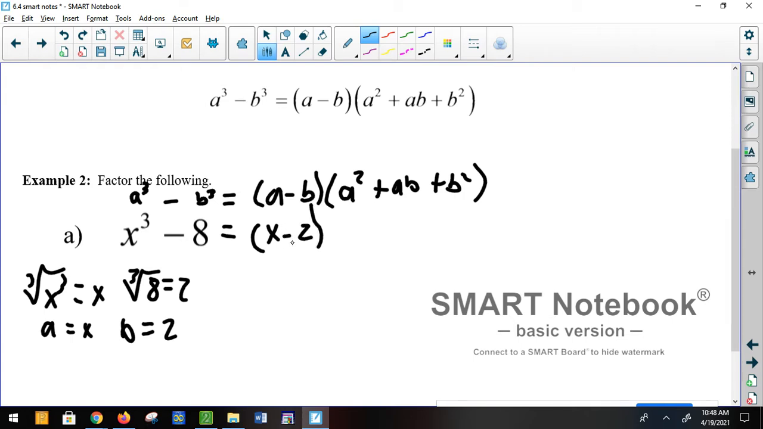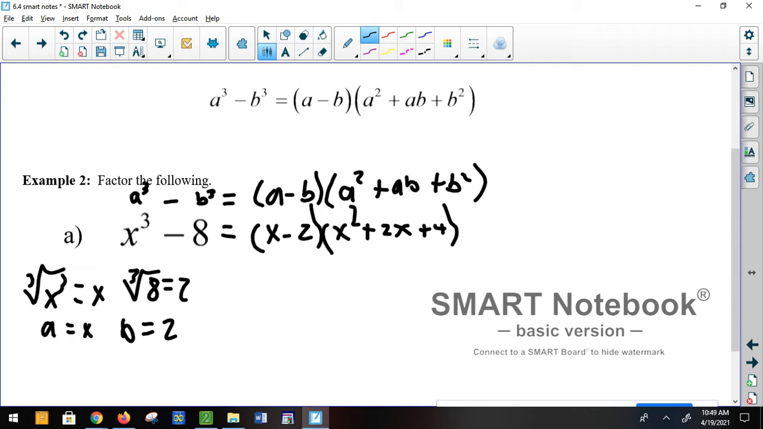And again, the formula has the negative, which is, since it was minus 8, that's how that's getting factored in. Now, a squared, if a is x, then a squared is x squared. Plus ab, just multiply these together, x times 2. We're going to rearrange it so it's 2x, but same thing. And then b squared is 2 squared. 2 is b, so b squared would be 4. And that's it.